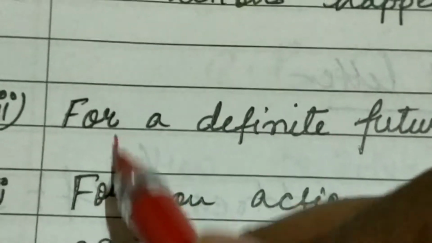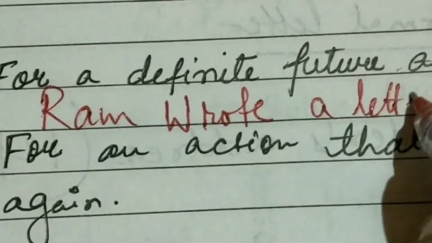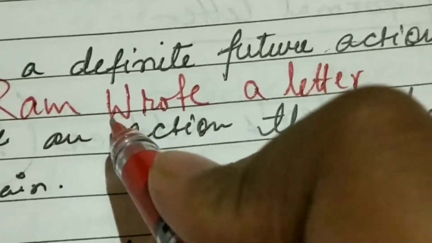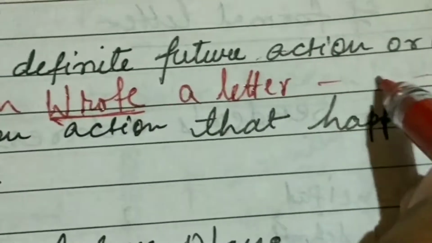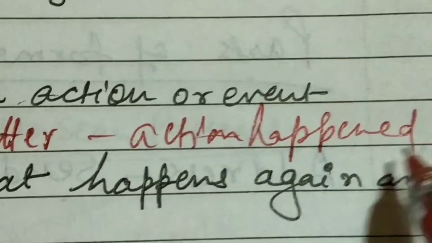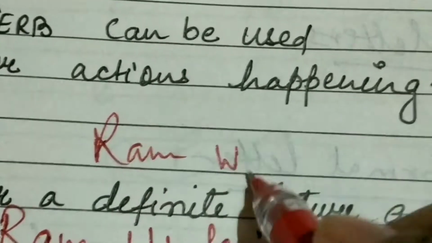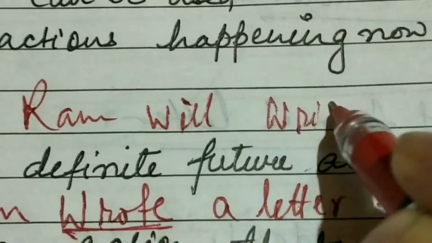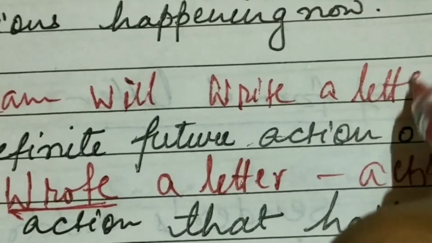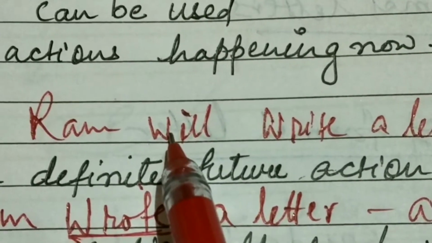Like Ram is writing a letter, or you can say that Ram wrote a letter. So that means here wrote denotes what? The action has happened. Okay, the action happened in the past. Or Ram will write a letter. Okay, so that will be, the action will happen in some future.